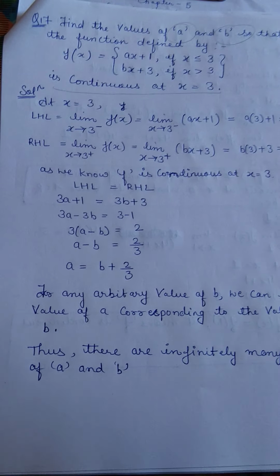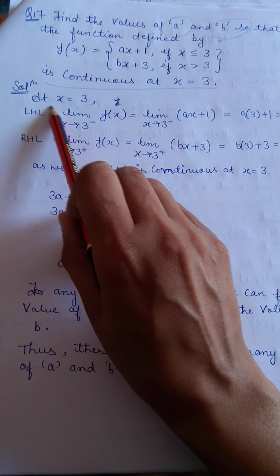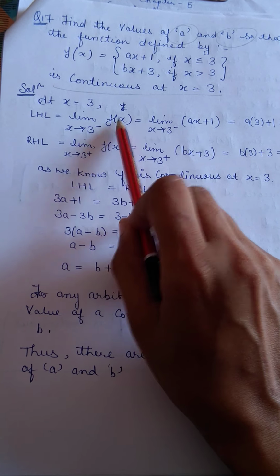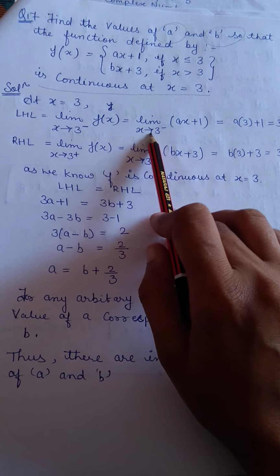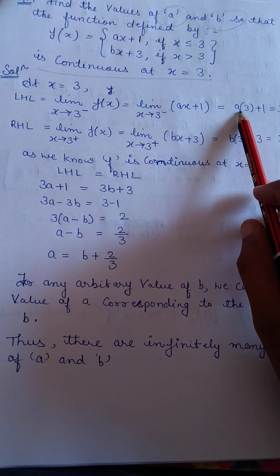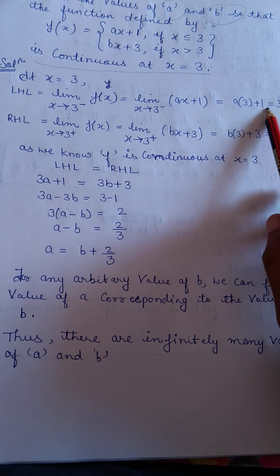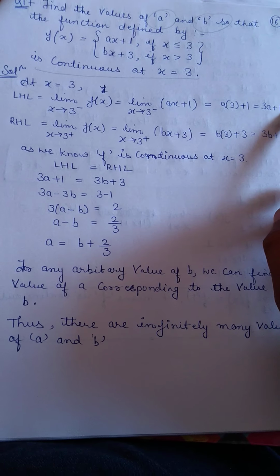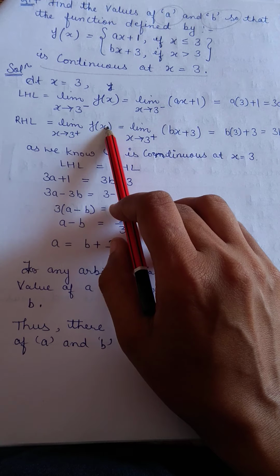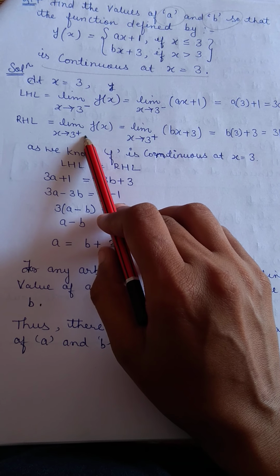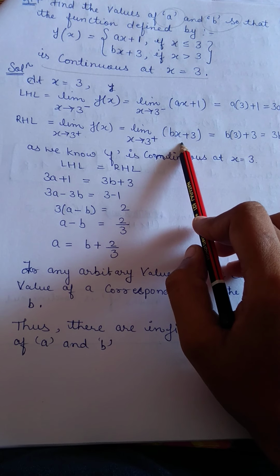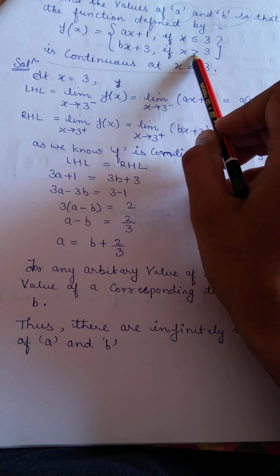Now just have a look here. At x is equal to 3, limit x tends to 3 negative of f(x), that is ax plus 1, it will give a into 3 plus 1, that is 3a plus 1. Clear bache? And over here is RHL, that is limit of f(x), x tends to 3 positive, value is bx plus 3 because it is greater.